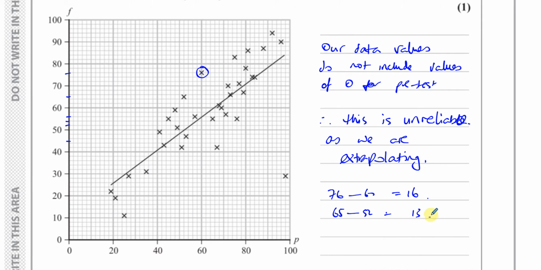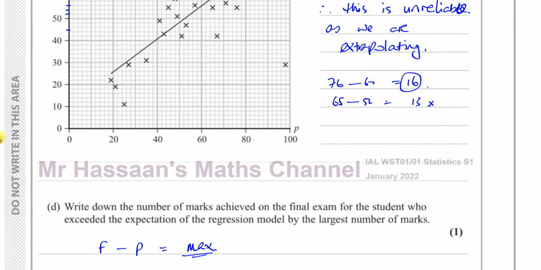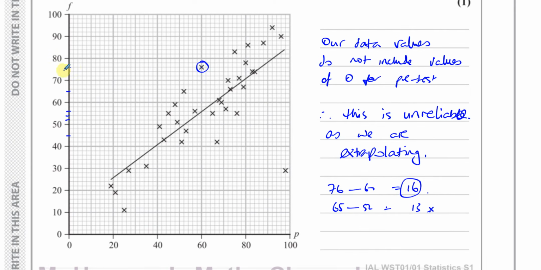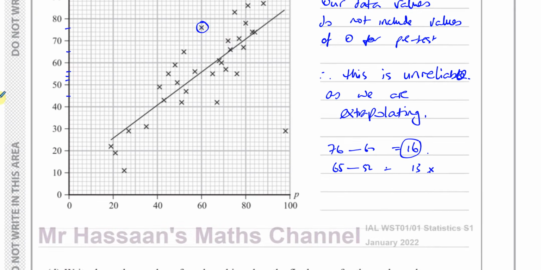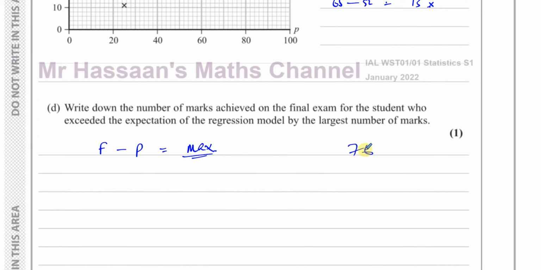That's 13, no, so far it's this one. It looks like it's going to be this one, actually. I don't think any of the others will have a big difference in that. So it says write down the number of marks achieved on the final exam. So that final exam, that's 76. So you just put 76 here. It's 1 mark, that's fine.